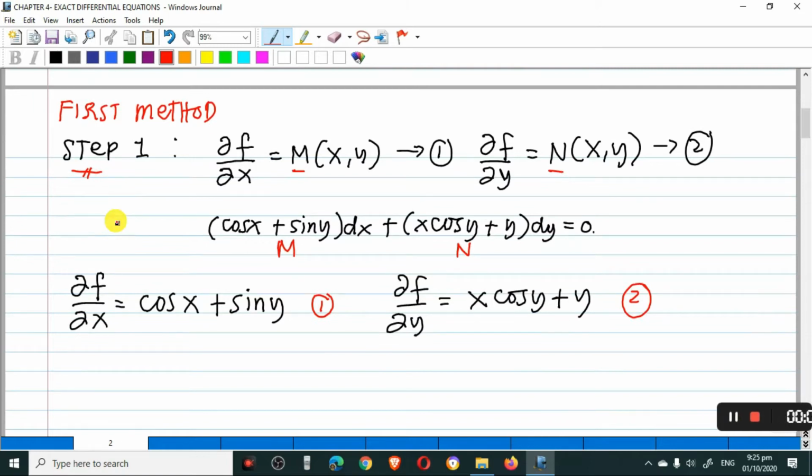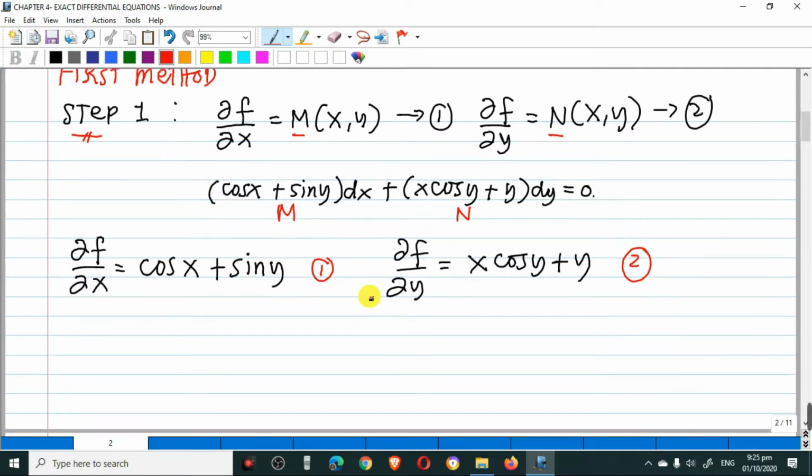In our second step, we will need to partially integrate equation number 1. Then in step number 3, we will also partially integrate equation number 2. Then it continues from there. So we are now at step number 2. We need to partially integrate equation number 1 in order for us to get equation number 3.